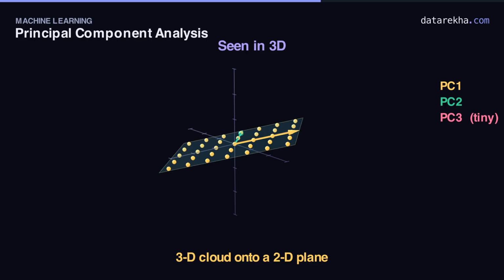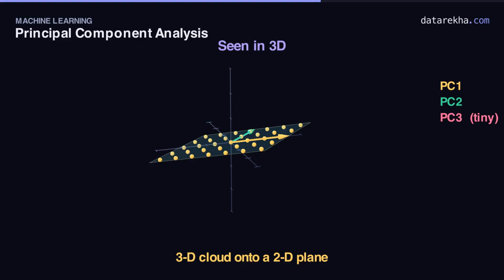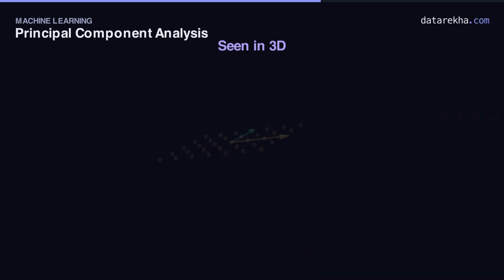Every point drops onto the pancake's surface. 3 dimensions became 2, and almost none of the spread was lost, because the direction we dropped never held much to begin with. That is the entire promise of PCA, seen in one picture.